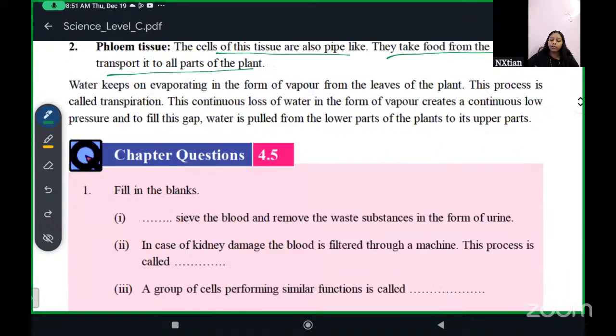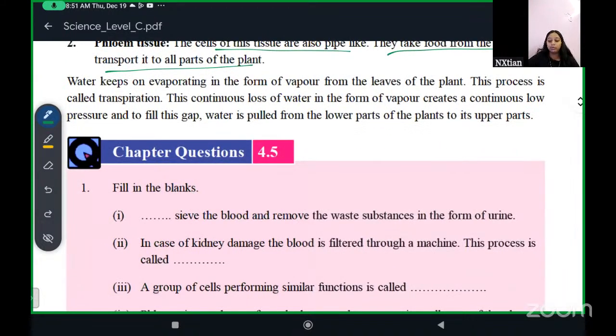Water keeps on evaporating in the form of vapor from the leaves of the plant. This process is called transpiration. The continuous loss of water in the form of vapor creates a continuous low pressure, and to fill this gap, water is pulled out by the roots from the soil, and then the xylem transports it to all the upper parts of the plant.